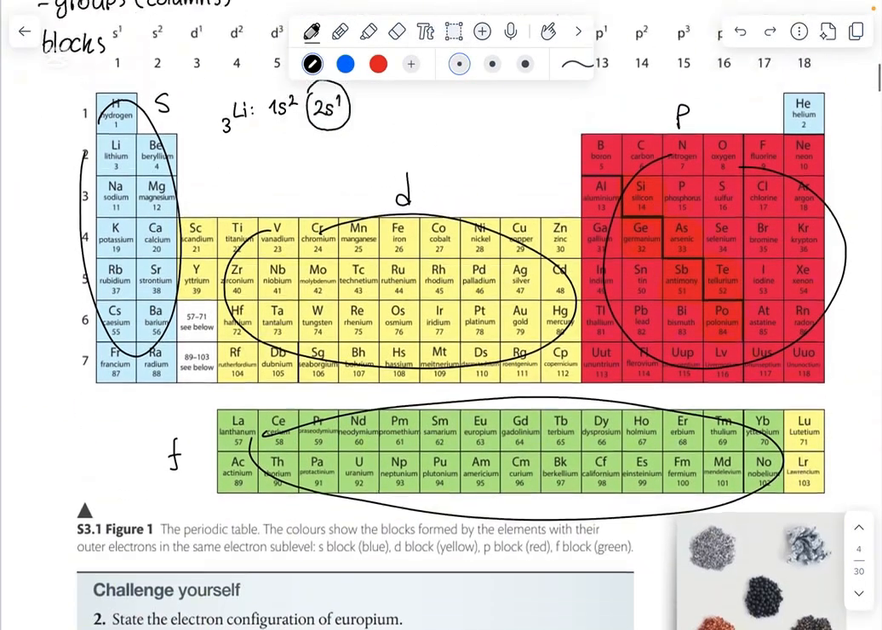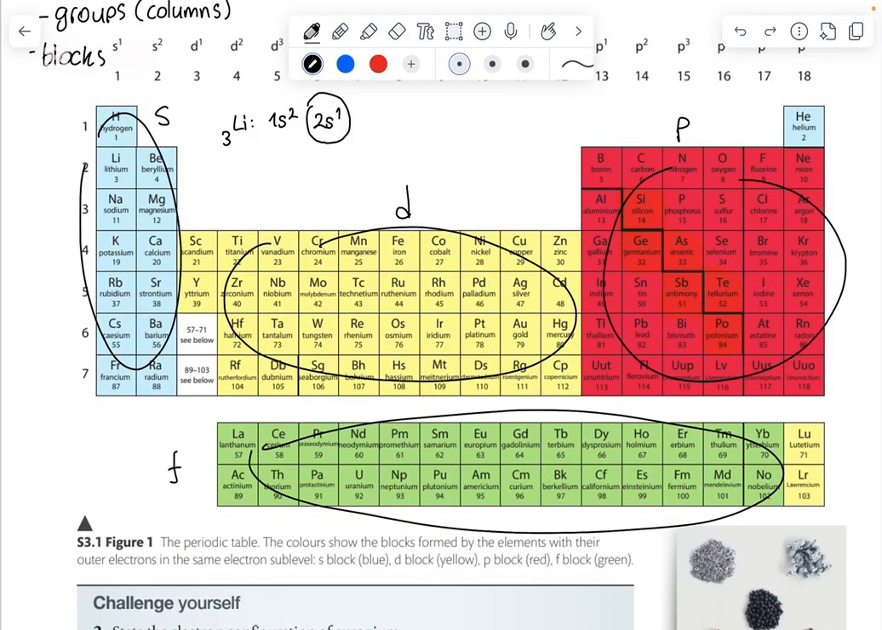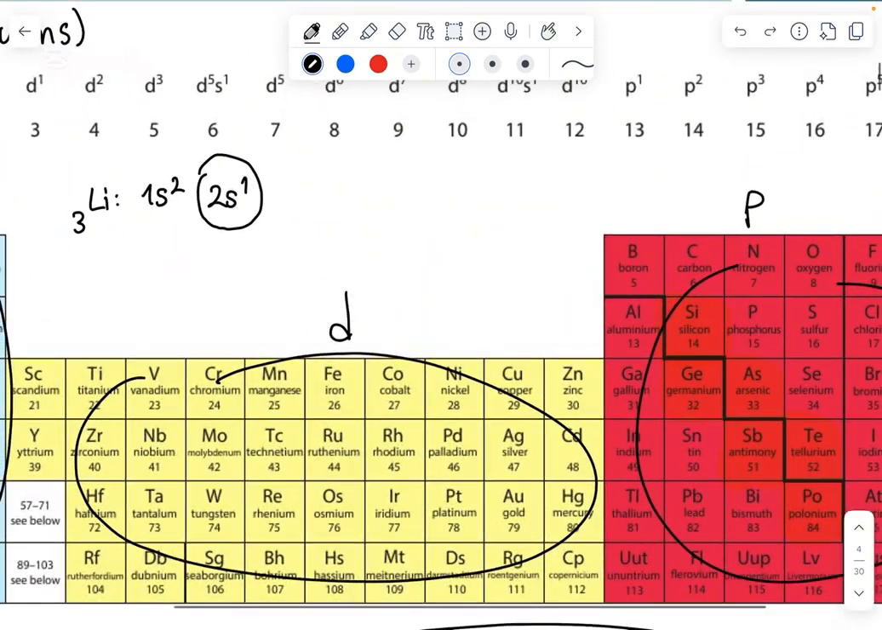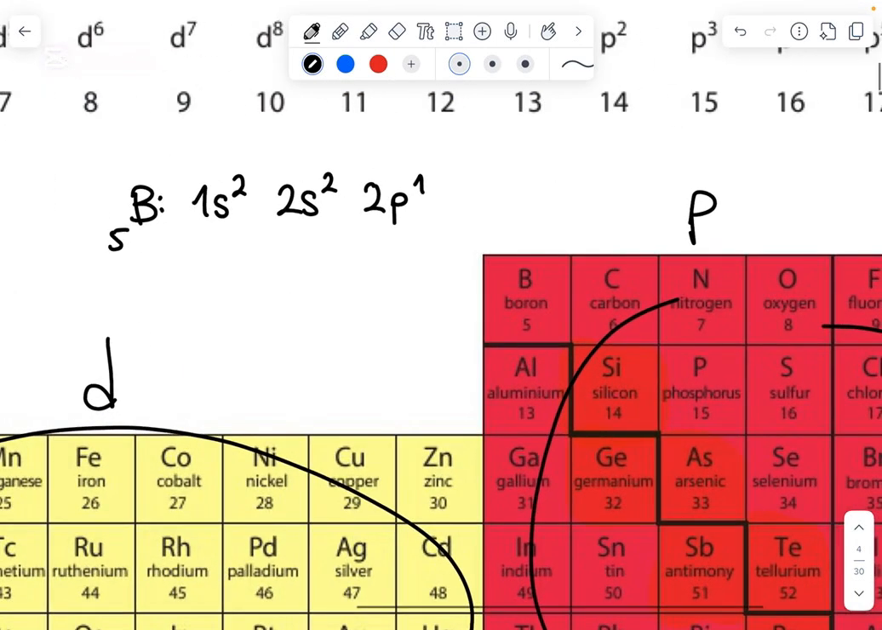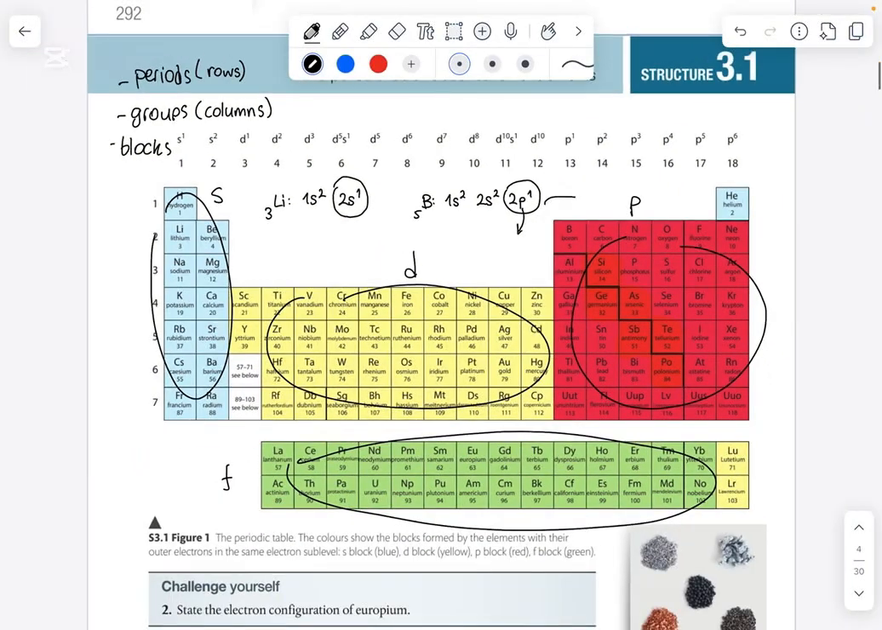Let's try something else. Let's do boron. Boron's atomic number is 5, so that's 1s2, 2s2, 2p1. Notice how the valence electron is in the p energy level. That's a dead giveaway of where it's supposed to be in the periodic table.